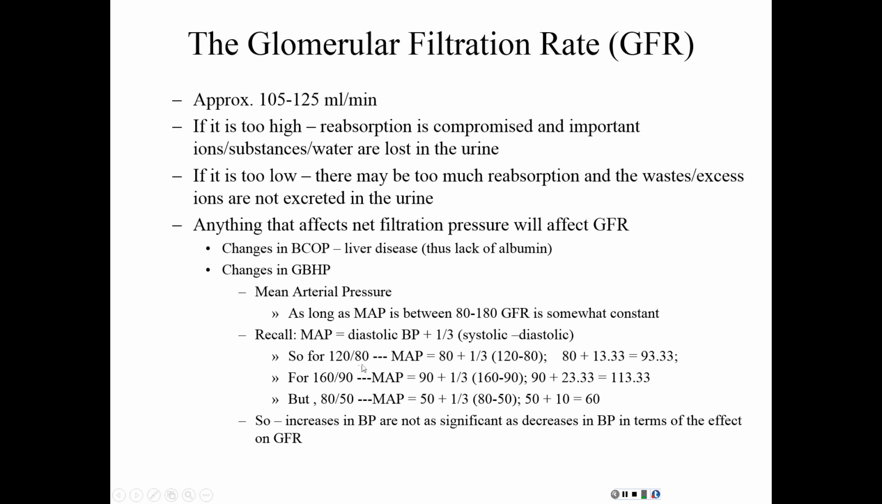So for 120 over 80, mean arterial pressure is 93.33, well within that normal range. If I have a high blood pressure, I'm at 160 over 90, that's hypertension. I'm still only at 113.33, so I can go quite a bit higher and still let my kidneys function normal. But if I drop down to 80 over 50, which is a low pressure but still a functional pressure, my mean arterial pressure now is below 80, at 60, and I now have real concerns about my kidney function. Am I really cleaning the things out of my blood that I'm supposed to?